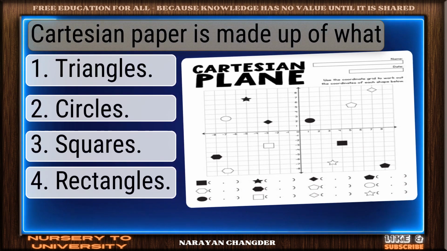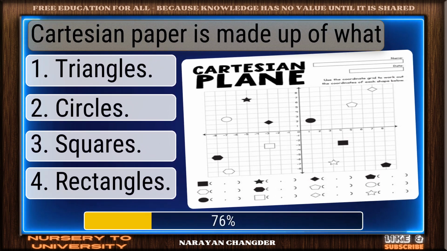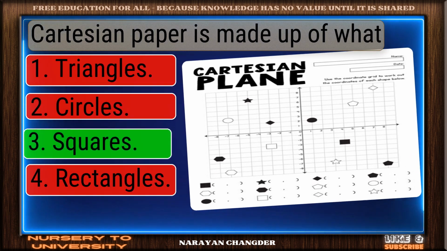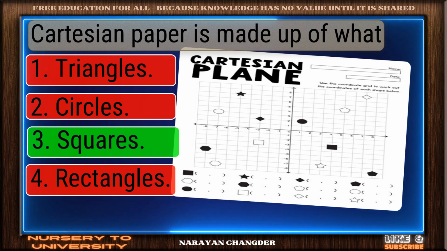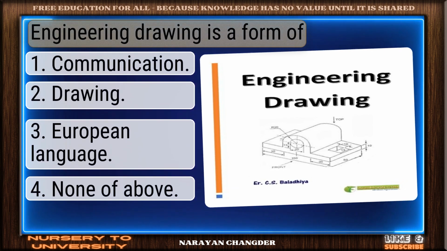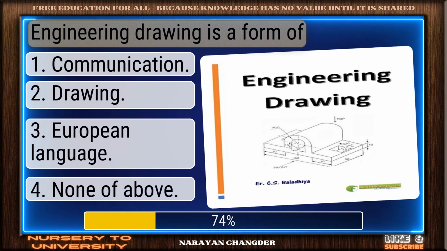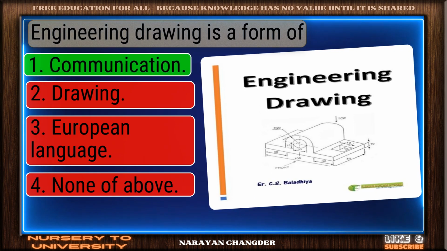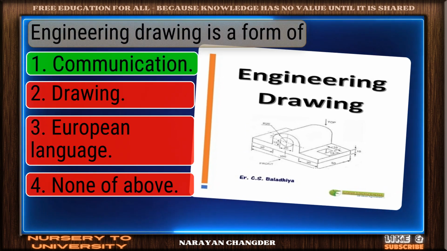Cartesian paper is made up of what? Perfect. Squares is the correct choice. Engineering drawing is a form of. Well picked. Communication is the correct answer.